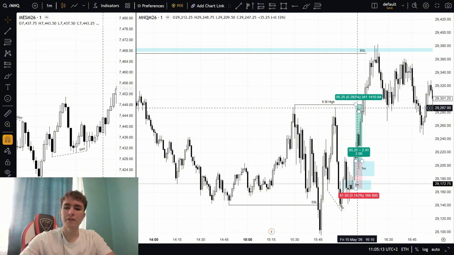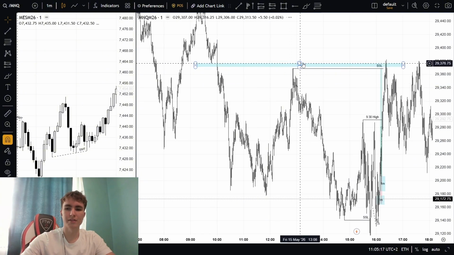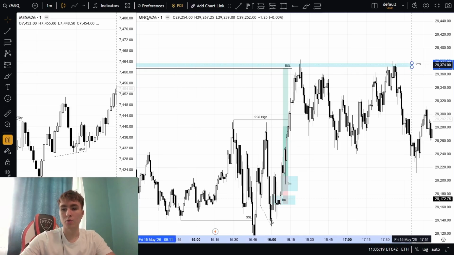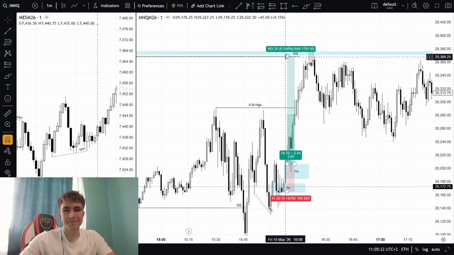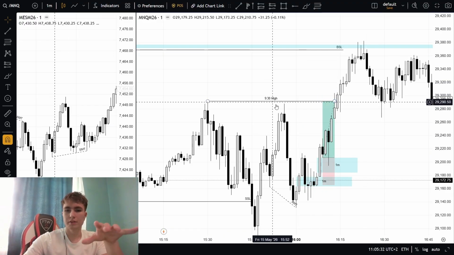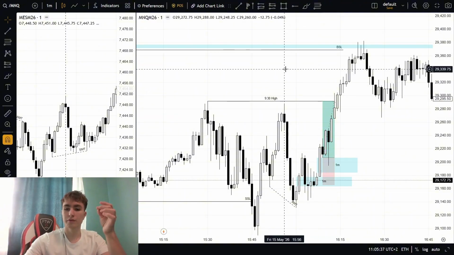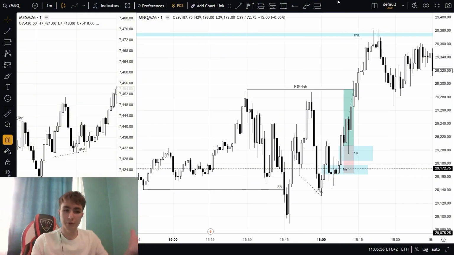I could have let it run all the way up to my initial drawn liquidity, which was this buy side level and this low volume node. And you can see that we rebalanced it perfectly, but I was in with only one contract and I didn't really want to risk that much. I didn't want to risk my profits. So I just closed the full one contract on the 9:30 high, which was the high probability move of this whole range. And that's pretty much it.